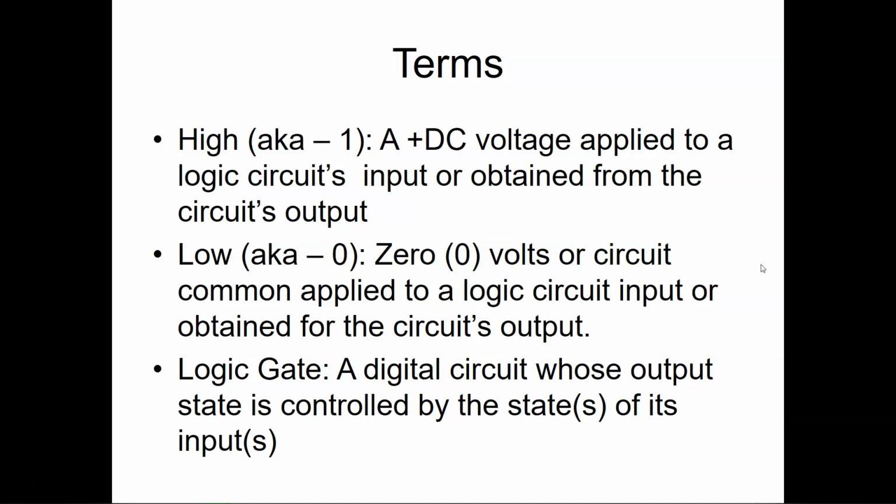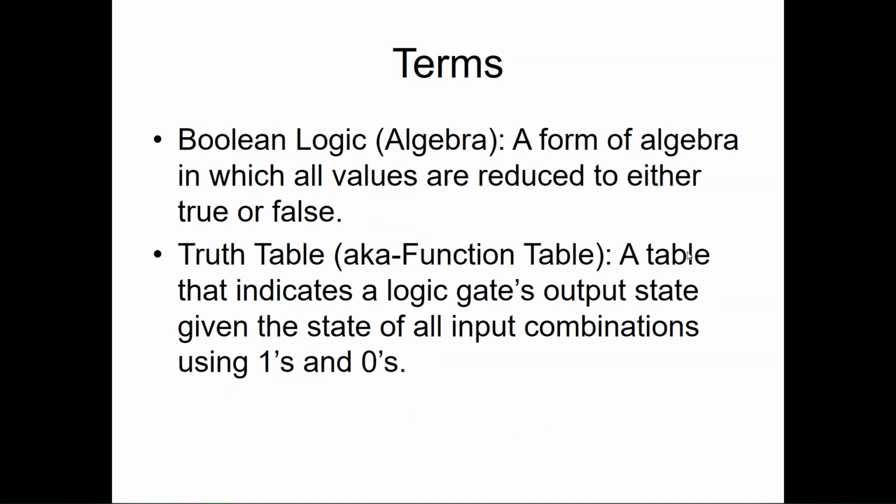All right, everybody good? So we have what's called Boolean logic or algebra. You probably remember this from, I think, high school. This is a form of algebra in which all values are reduced to either true or false, or 1 or 0. We're going to be talking about truth tables or function tables. This is a table that gives logic gates output states.